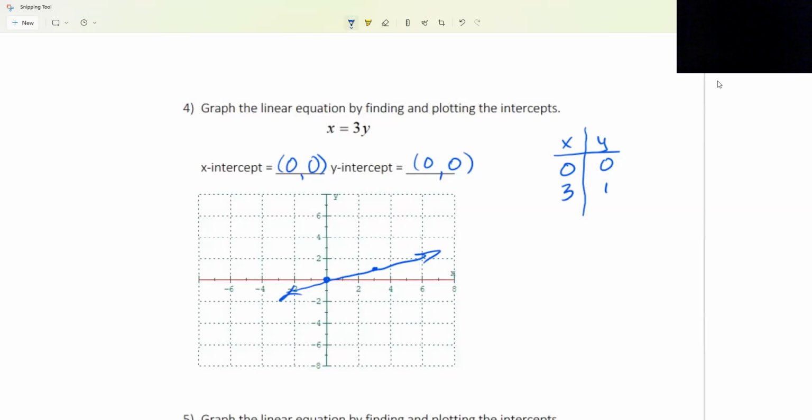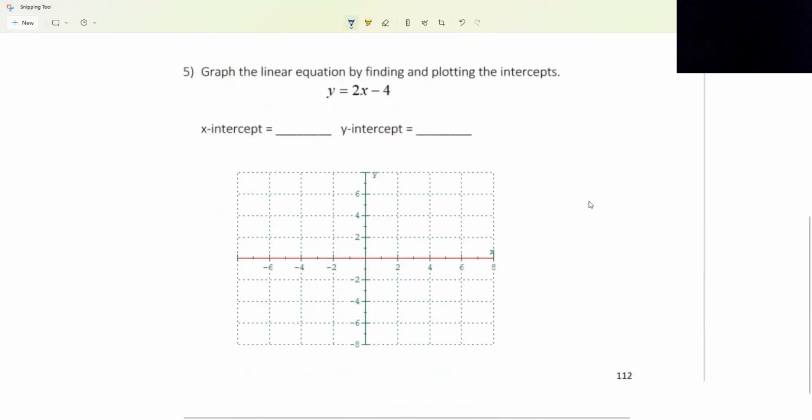Okay, and you're done. Every once in a while, you'll run into that where the x and the y intercepts are at the same point, and you can see that right here. So you choose another point so you can graph the line. In this instance, we couldn't graph the line plotting the intercept, so we had to do something a little bit different.